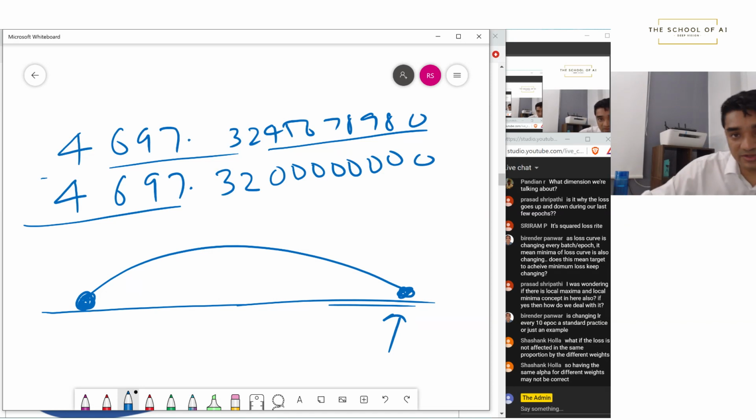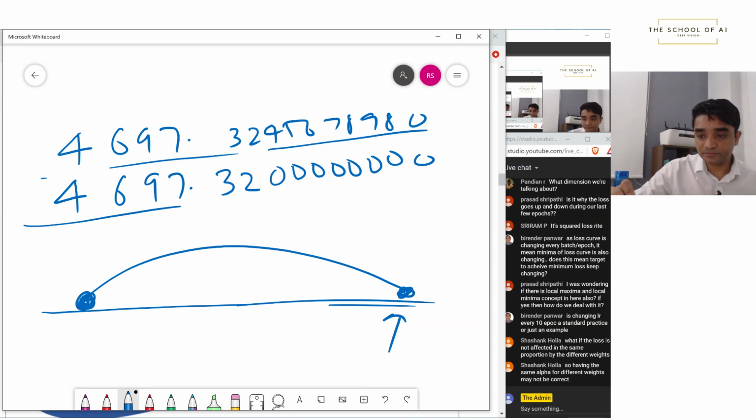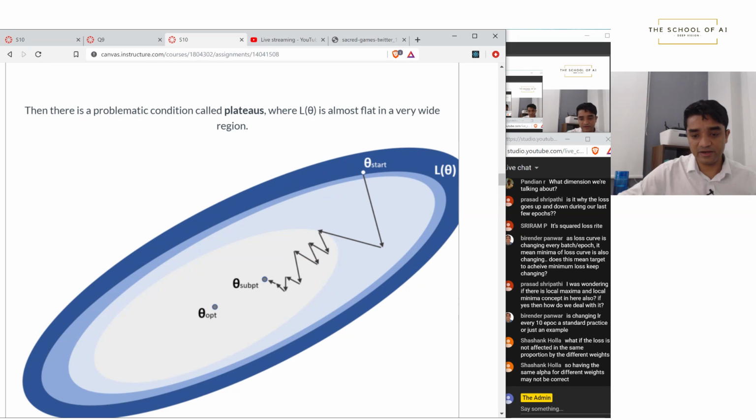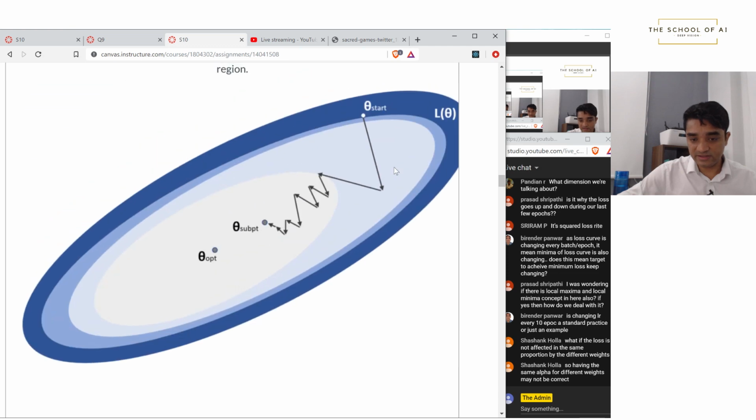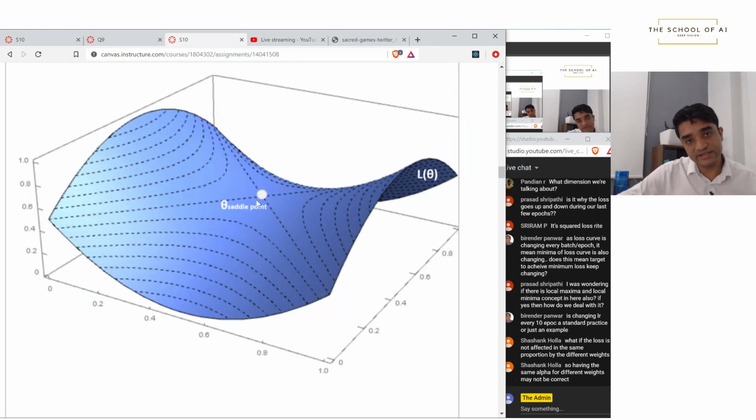So this is also a big problem. This is called a plateau. We get stuck in these two points. And how do we actually come out from these two points? That's the question we have. Now, what is the reason? What is the problem here?